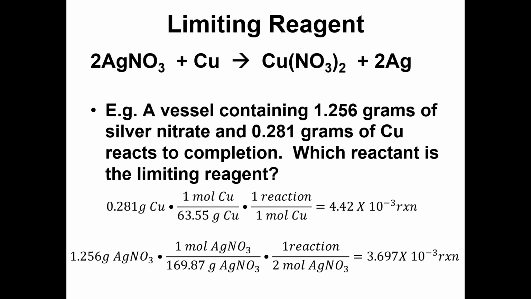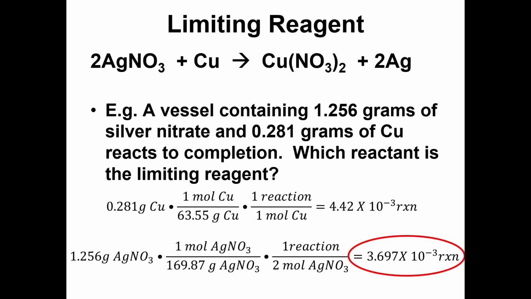This is the shorter and easiest way to do this. But you could actually just pick a reagent and do a gram-to-gram conversion all the way to silver. I can do it for copper and for silver nitrate. I take it all the way to grams of silver, and whichever one is lowest is my limiting reagent. But it really is easier not to do that. Anyway, you pick the lowest one here.